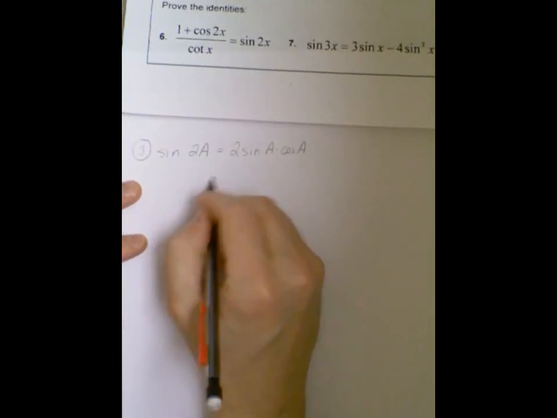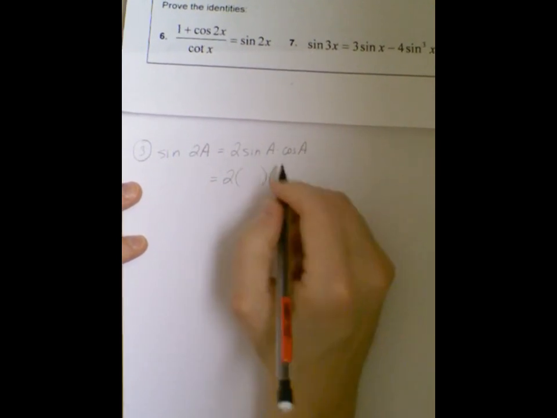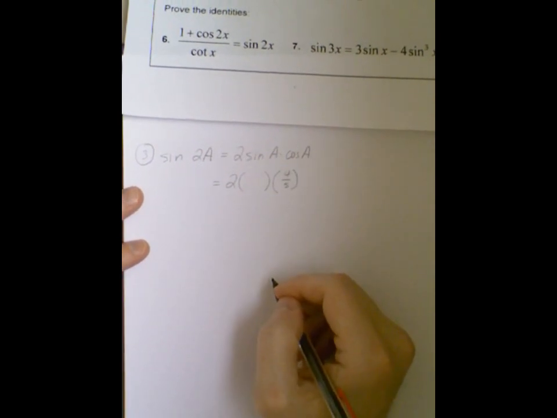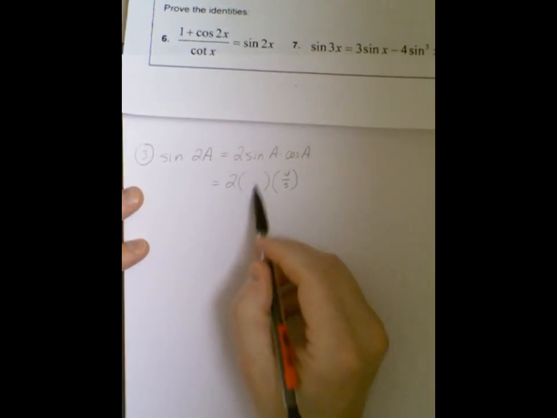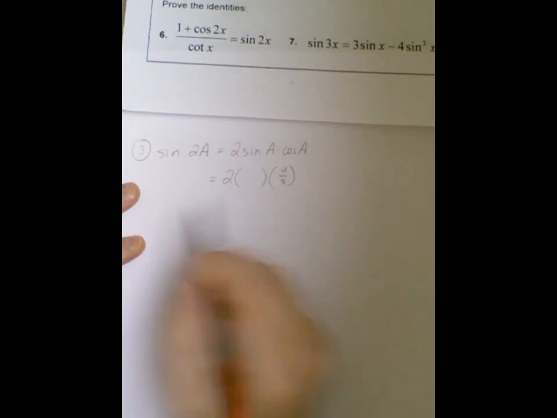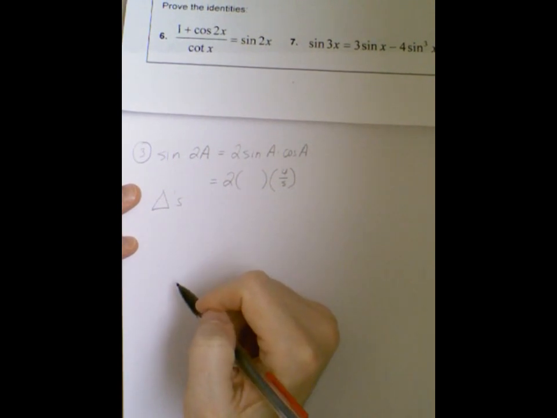So this turns into 2 times the sine of A, which I don't know yet, times the cos of A, which is 4 over 5. Great. All right, that's a good start. Problem is I don't know the rest of that. And if you remember back in 6.2, whatever we didn't know, we went back and we used our good friend, the triangles. So let's draw some triangles and see if that helps.